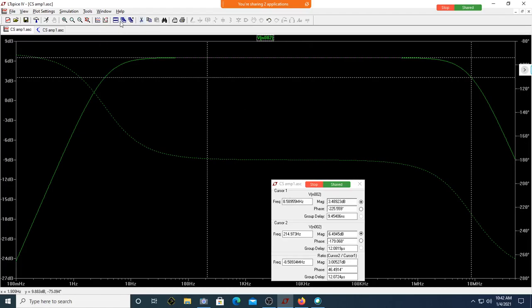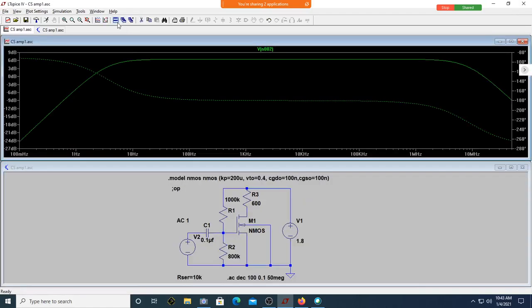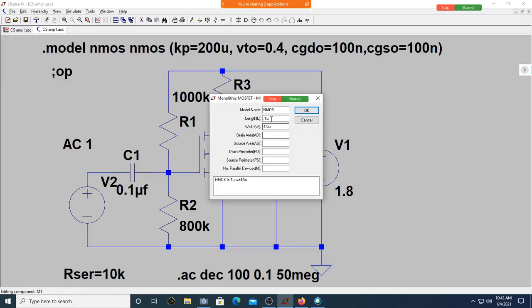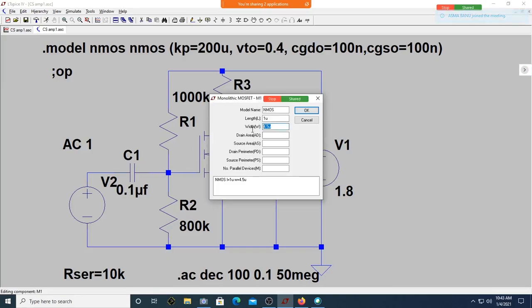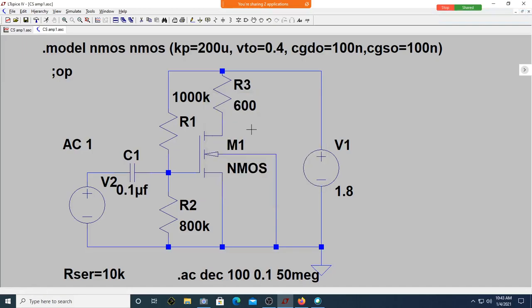So what we'll do is, we'll just see the impact of source resistance. Okay, you can make it 1U and then let us make it 45U. Correct? Done. This is 1U, 45U. This is save.